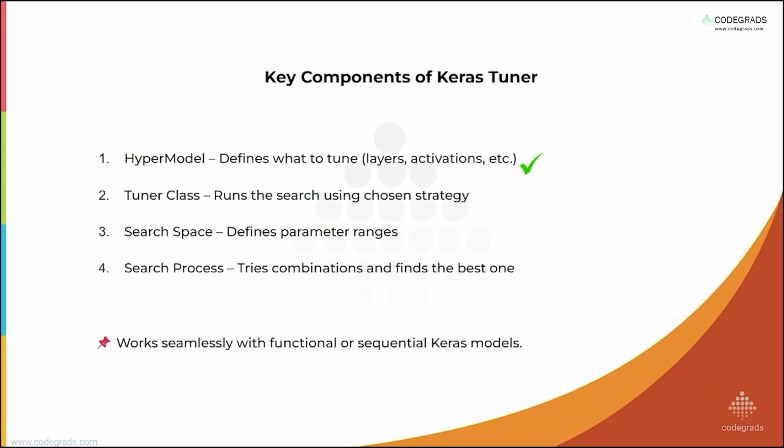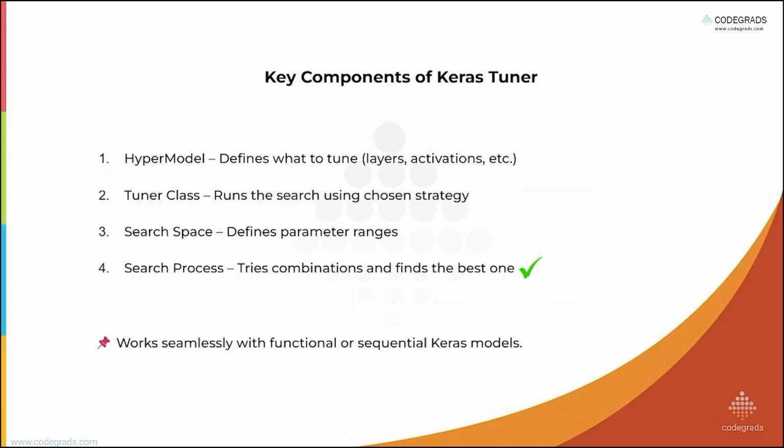We have the layer, activation function, etc. The tuner class runs the search using the tuner strategy. In the search space, we define parameter ranges. Suppose I want the number of layers to be between 5 to 10, then I will use the range 5 to 10, and I want to see which number of layers is good for model building. So it can be done through the search space.